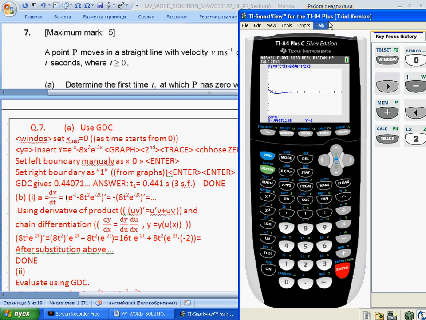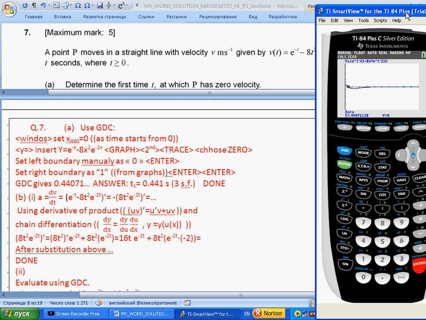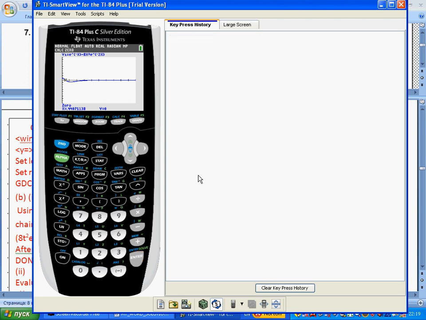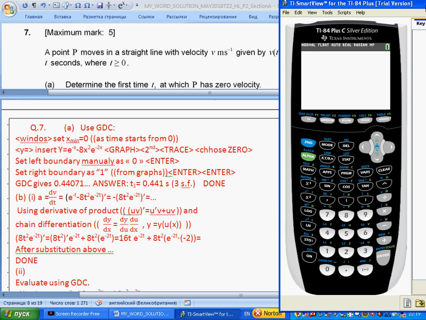4407. So we copy 3 significant figures. Question is done. If you want, you can look at the key press history. Now I clear it. I press clear. Nothing happens. So I should press second mode. Now it cleared everything. Good.